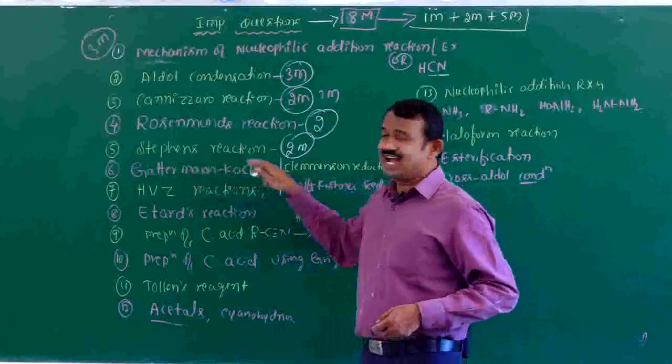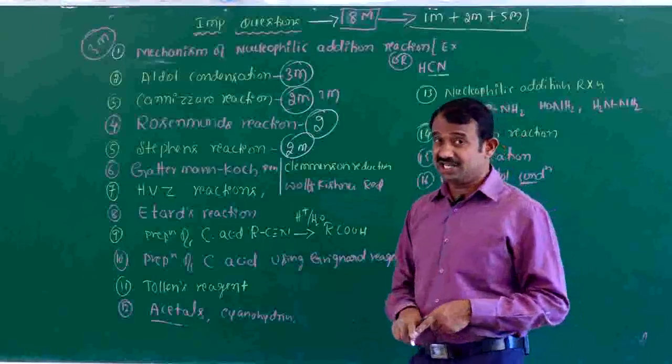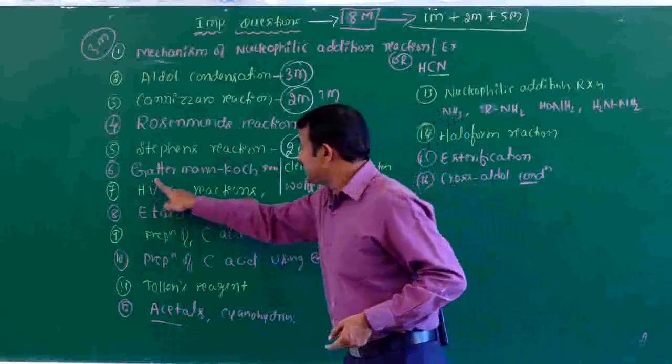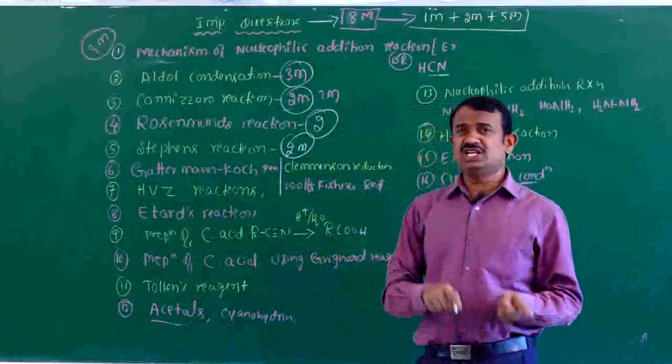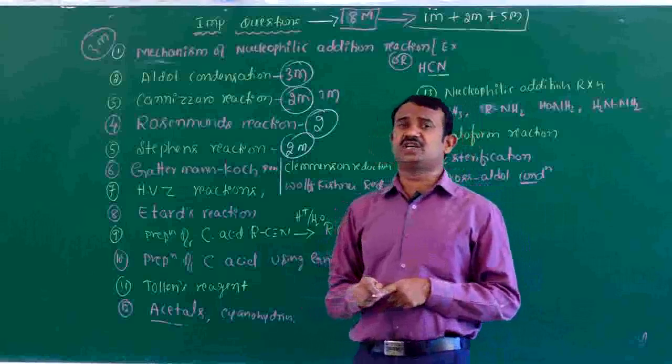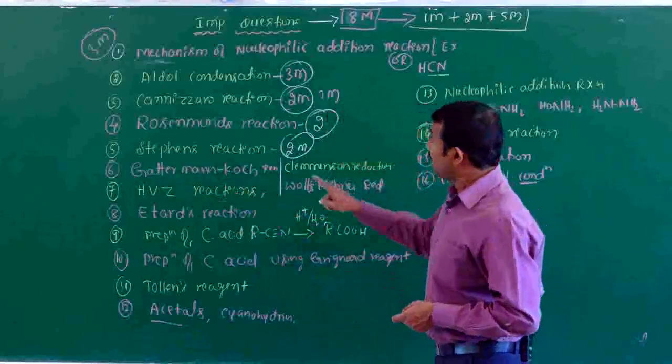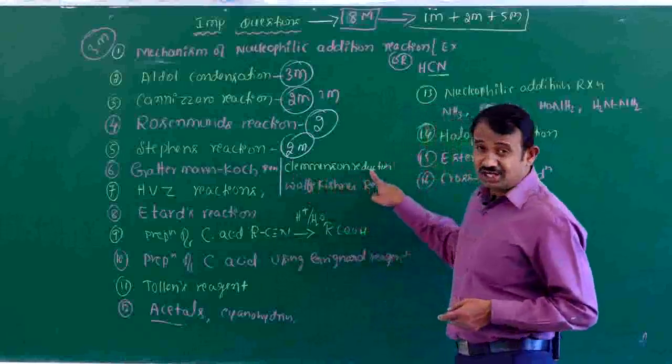This is the Stephen reaction. Nitrile is converted to aldehyde using stannous chloride, tin chloride. Next one, it is the Gattermann-Koch reaction. Benzene reacts with carbon monoxide in the presence of hydrochloric acid to form benzaldehyde. Gattermann-Koch reaction.